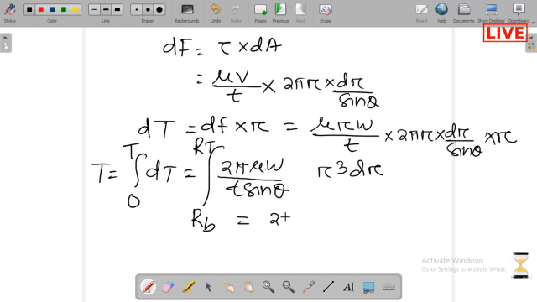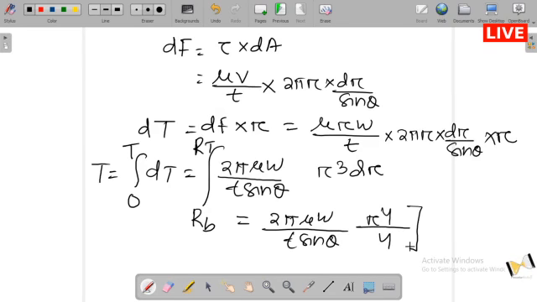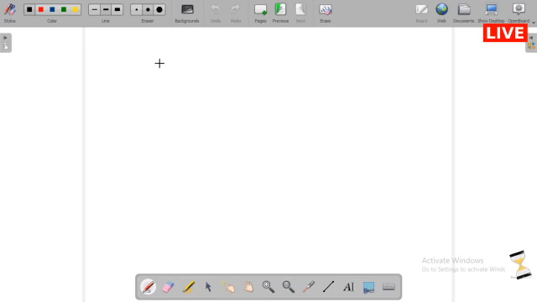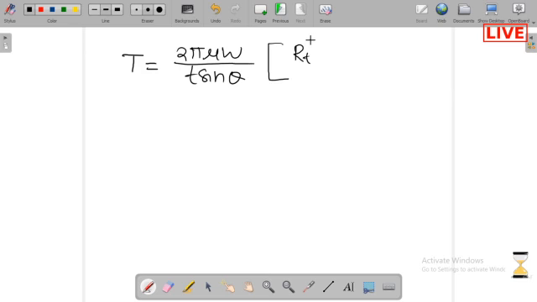This is 2 pi mu omega divided by t sin theta, into r to the power 4 by 4, with limits from r bottom to r top. Now find out what this comes out to be. The total torque required will be 2 pi mu omega divided by t sin theta, into r top to the power 4 by 4 minus r bottom to the power 4 by 4.